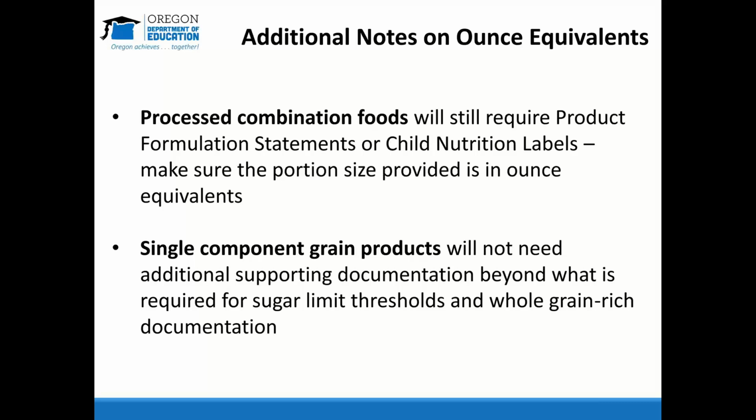For all single component grain products, though, you do not need to collect any additional supporting documentation beyond what is required for your sugar limit thresholds. These are your breakfast cereals or your whole grain rich items. You don't need any additional supporting documentation for these single component grain products.